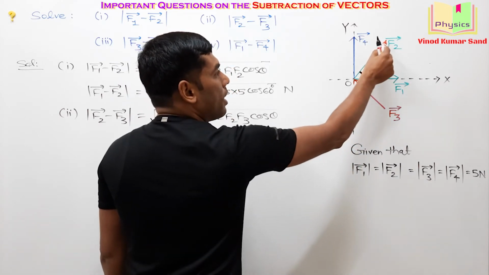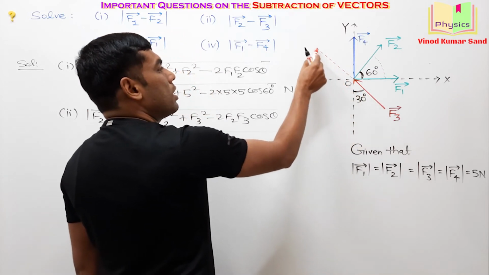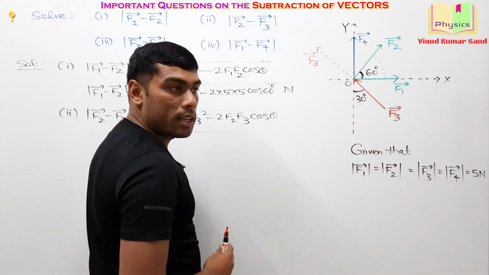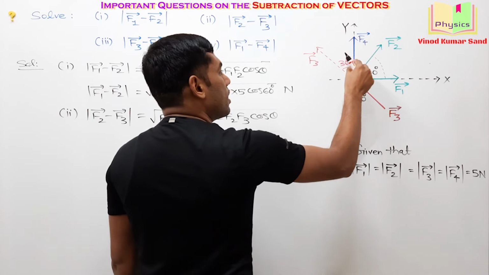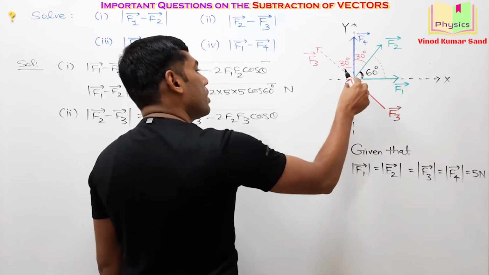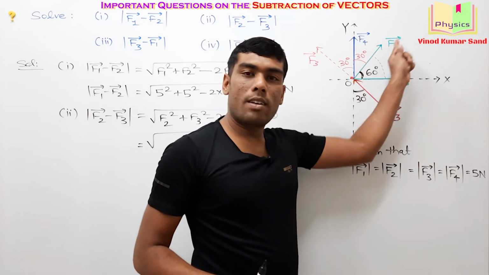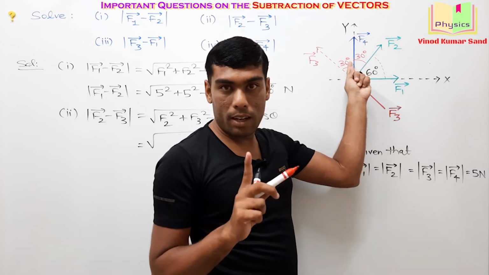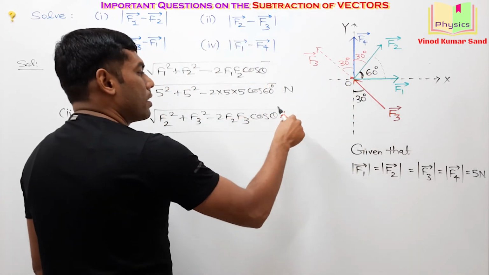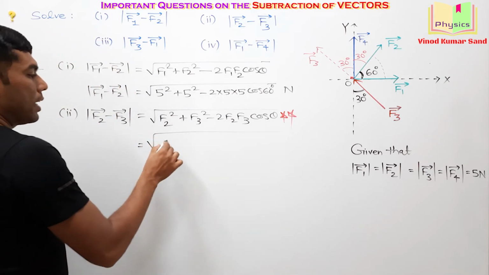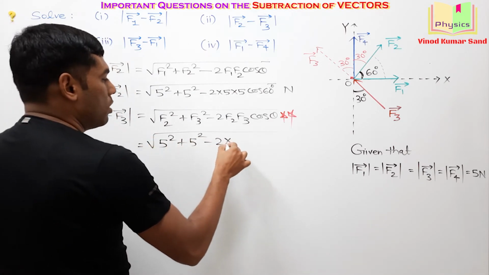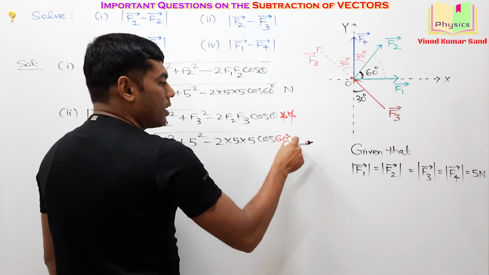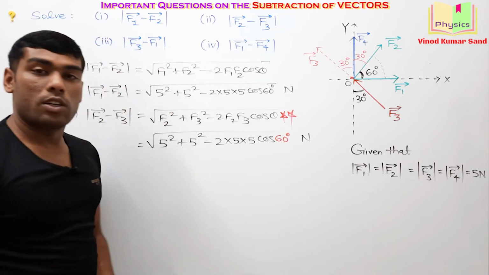In order to obtain the angle between F2 vector and F3 vector, actually we need to shift that F3 vector here. From this location you bring it here. This angle is 30 degree and this angle is also 30 degree. Now the tail of F3 vector as well as the tail of F2 vector will meet, and then we'll be considering this angle. Getting my point? It's a pretty important part. So put up the magnitude, 5 square plus 5 square minus 2 into 5 cos. What is the angle for this computation? 60 degree, and the unit of the force will be Newton.